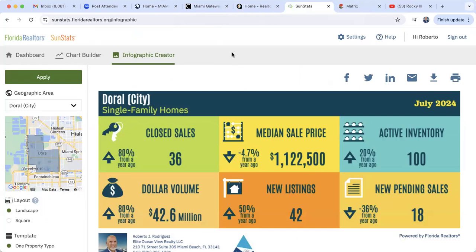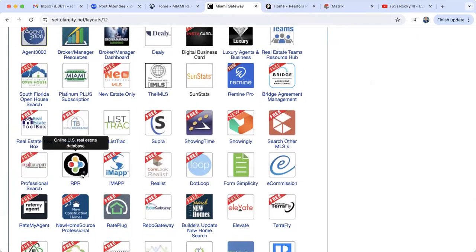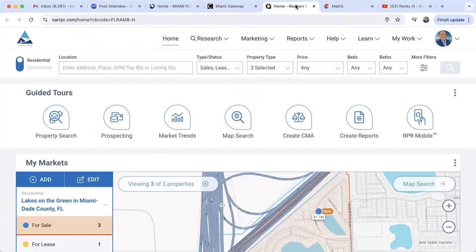All right, so we're actually going to end our program with one of my favorite tools that we have, and that is RPR. All right, so I'm going to go ahead and close out SunStats, and we're going to open up RPR. Where is RPR located? It's of course located inside of your gateway, and it's right here. Keep in mind, guys, RPR is a nationwide program giving you access to every single property nationwide, giving you access to every market statistic nationwide.